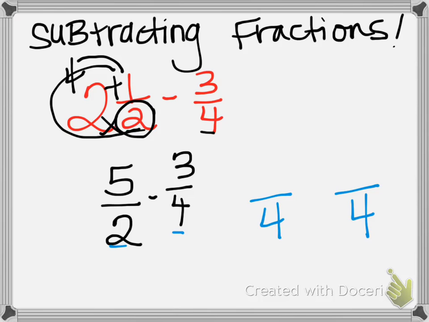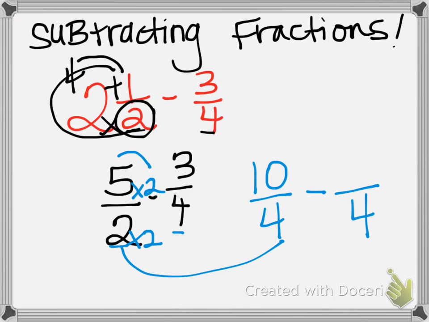Okay. Now I'm going to ask, how can I get the 2 to a 4? Times 2. You're right. All right. What I do to the bottom, got to do to the top, because we got to have the same top and bottom. So 5 times 2 is 10. Now we've created our new improper fraction that is equivalent to 5/2.